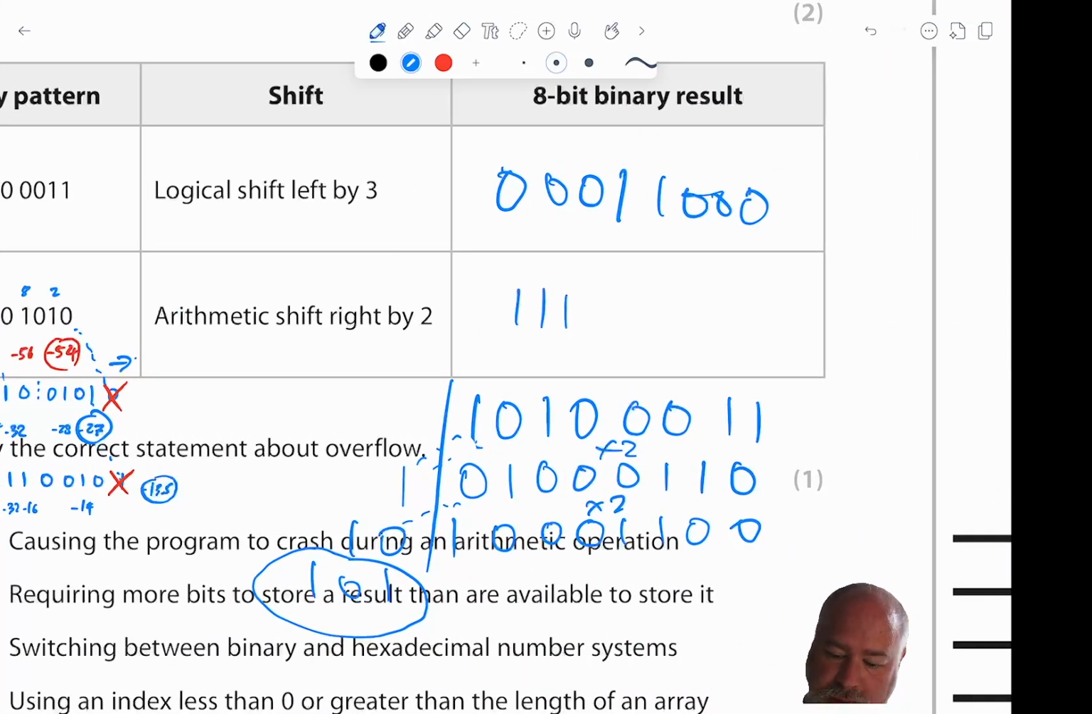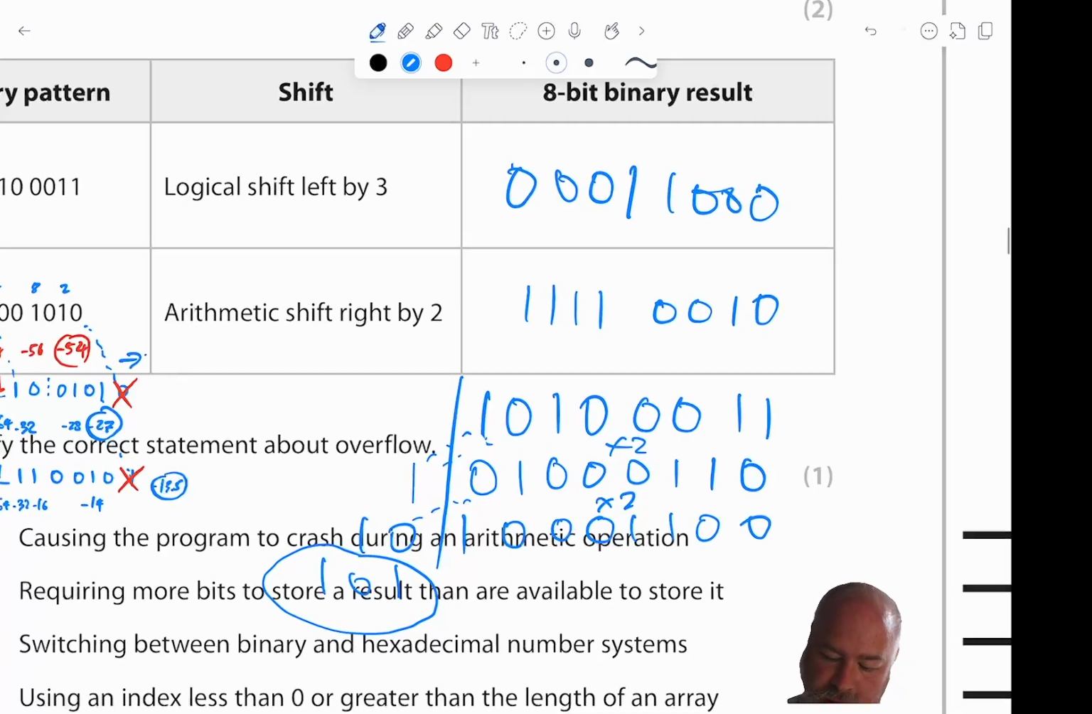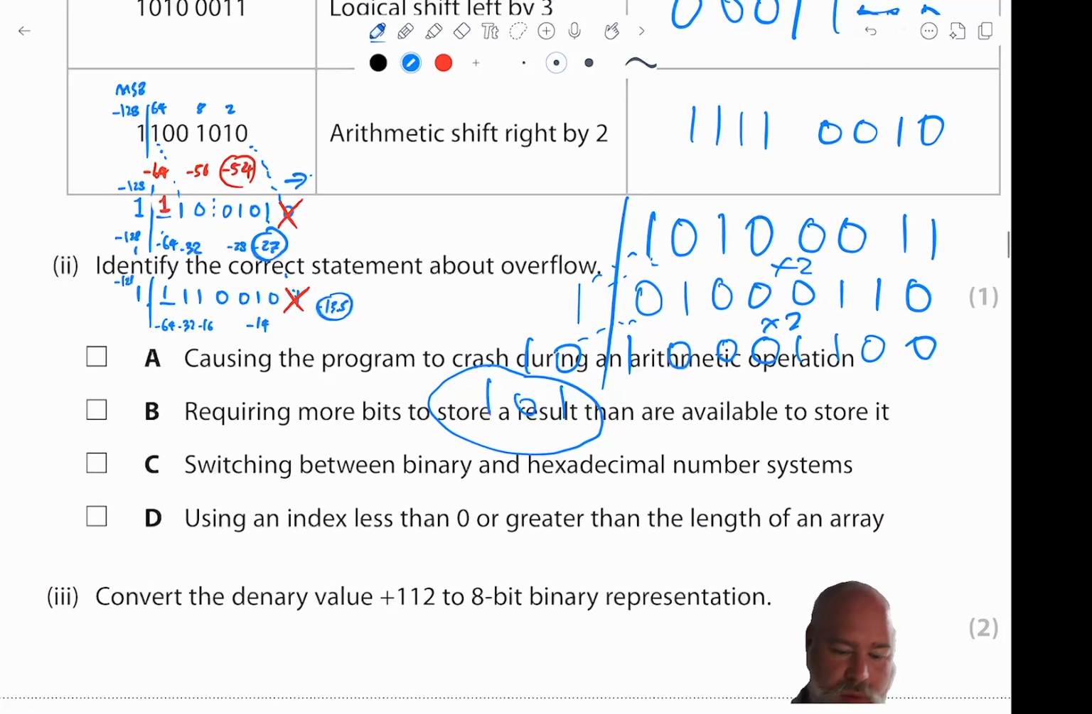But prove it, work it out. Don't get a question like that wrong. It is 1 mark, but it's worth it. Identify the correct statement about overflow requiring more bits to store a result. There you go. That's the first one I was looking at. Easy.